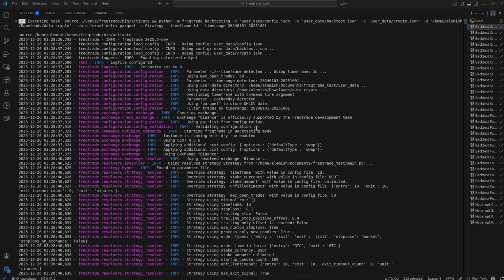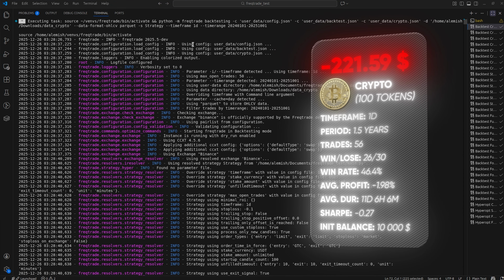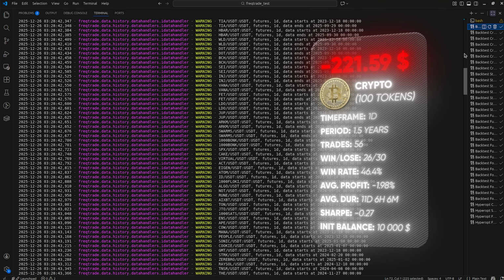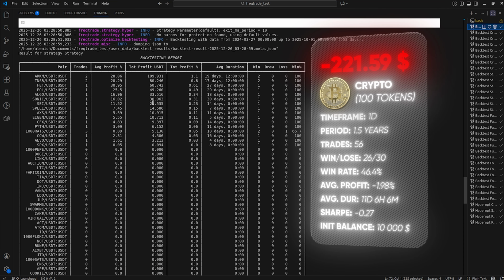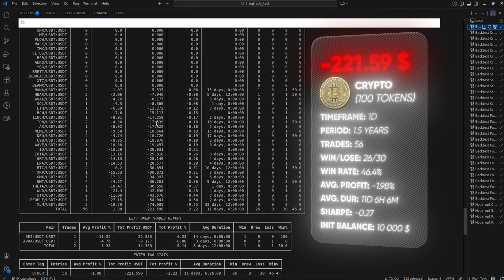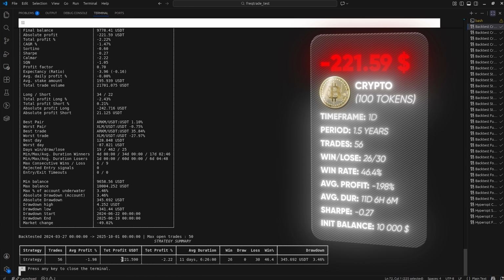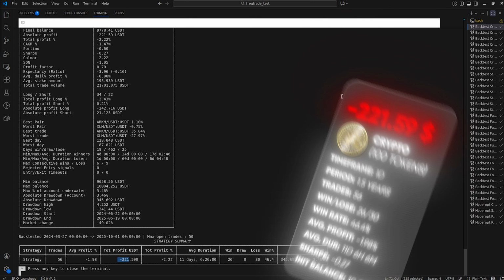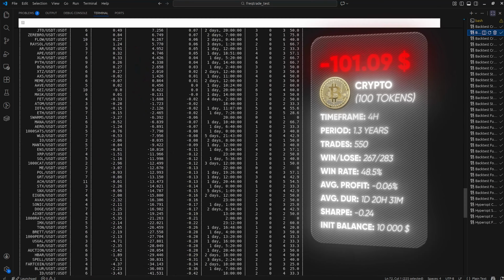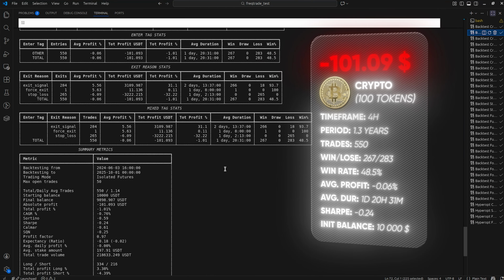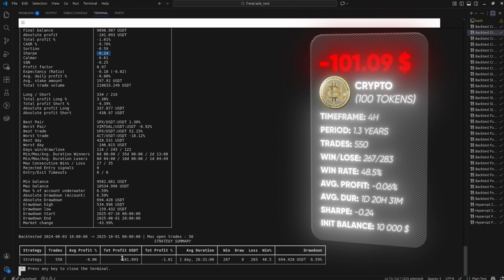Now let's get to the results, starting with the crypto market, 1-day time frame. You can see the command that I run at the top of the screen. Then we have logs, and here are best and worst performing tickers, some stats and metrics, and we are interested in the Sharpe ratio. Here it's negative, -0.27, and our total profit is -$221. Next, the 4 hours time frame, our table with results, and once again negative Sharpe, -0.24, and we lost $100.